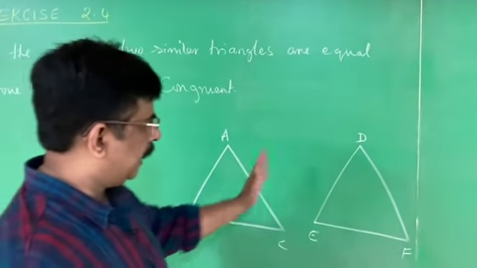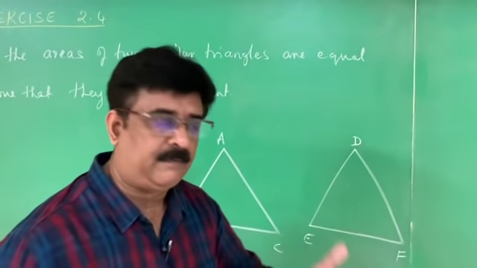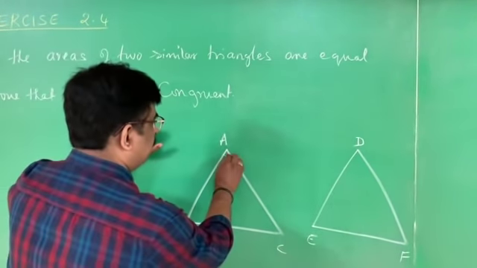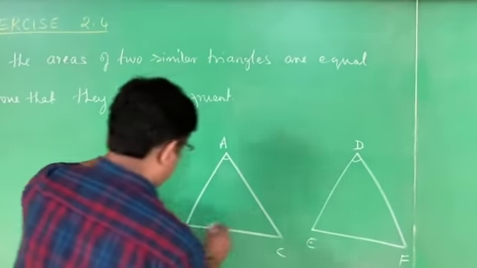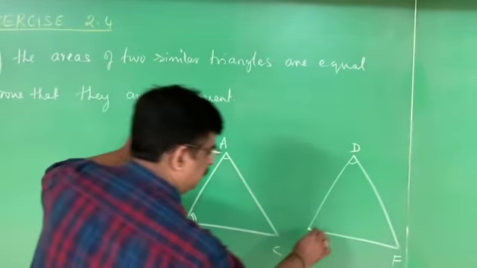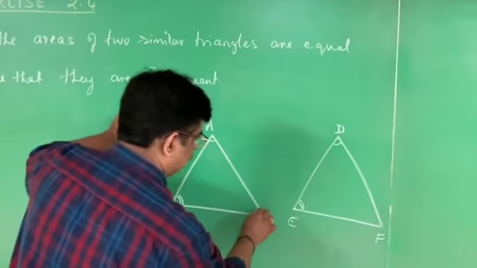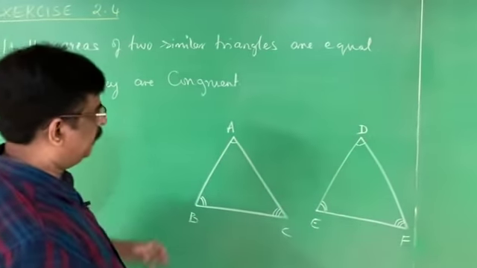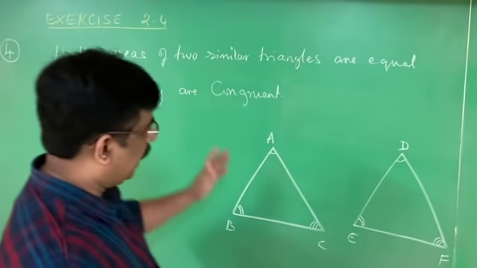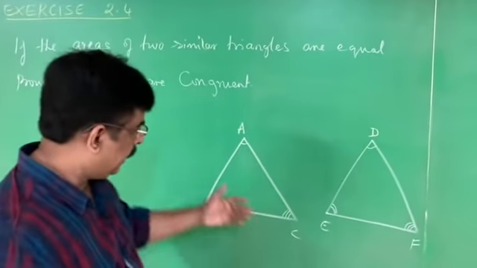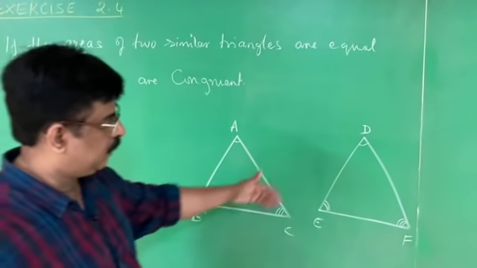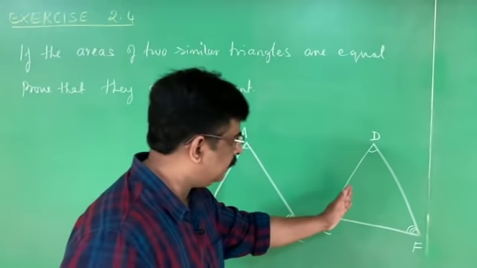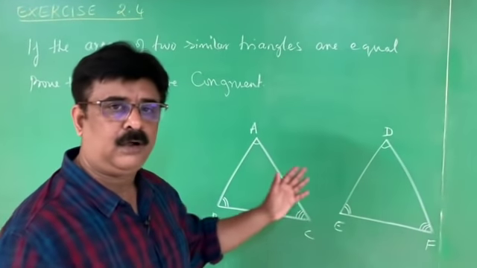See, these 2 are triangles. What type of triangles? They are similar triangles. Means what? Their corresponding angles are equal. That we have to understand first. Corresponding angles are equal. And one more thing is given, their areas are also equal. Area of triangle ABC is equal to the area of triangle DEF. Now we have to prove that these two triangles are not only similar, they are congruent.